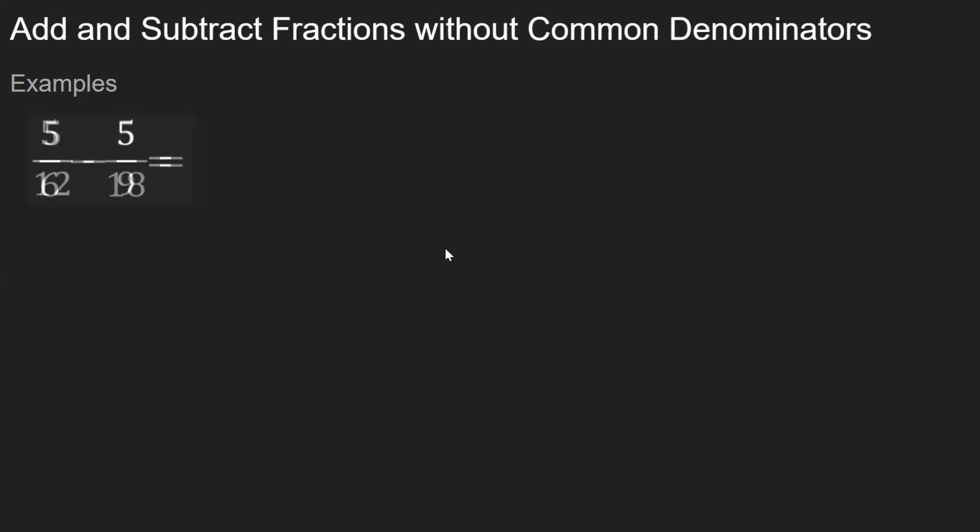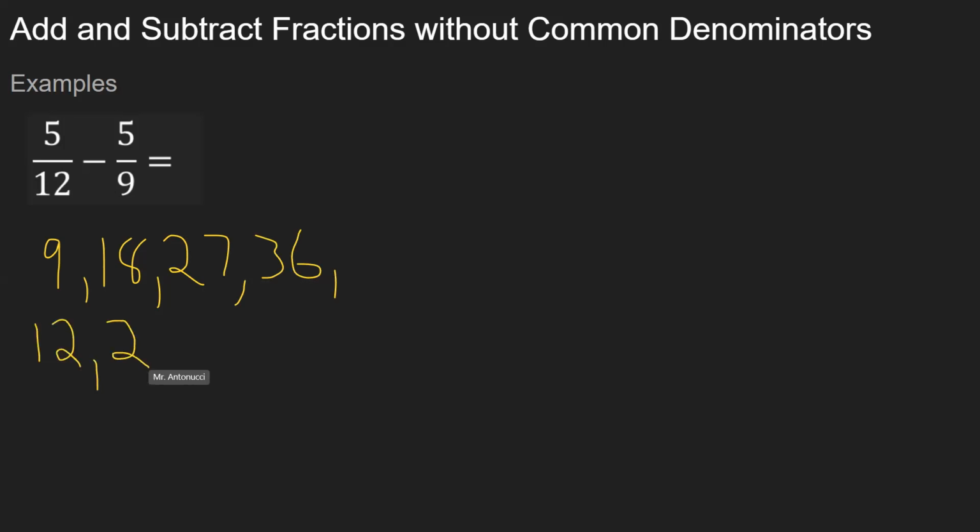All right, one more. You have 5/12 minus 5/9. Now, 12 and 9 are not multiples of one another, but what we can do is get what's called the least common multiple. And the easiest way to do that is just list the multiples of the denominator. So 9, 18, 27, 36, and you could keep going. But if we do the other denominator, 12, the next multiple, 12 times 2 is 24, 12 times 3 is 36. Once you get a common multiple, that's going to be your common denominator.